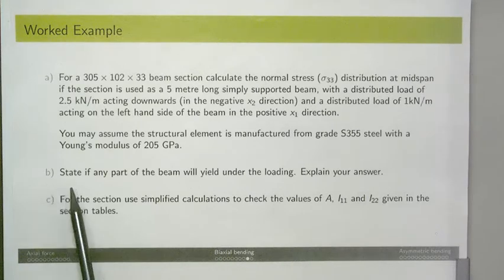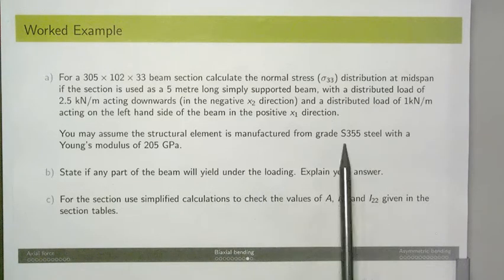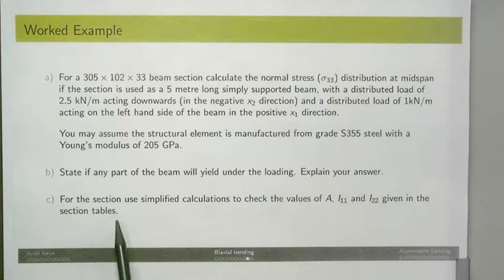We're asked, again, just to think about our answers from part A as part of part B. So we should state whether any part of the beam is likely to yield under the loading. So obviously that's making sure that the stresses are below the yield stress of 355 megapascals. And then finally, we're just asked to use our simplified calculations approach to check the values again of the area and the second moments of area about the x1 and the x2 axis as they're given in the section tables.